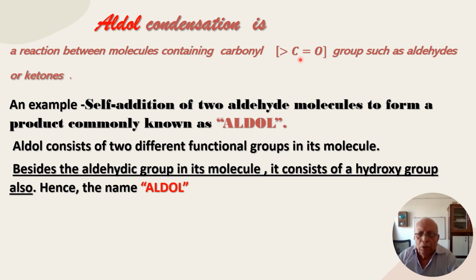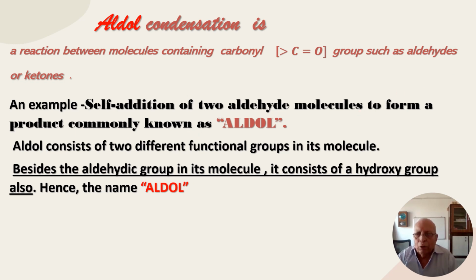Carbonyl group is C=O, represented as over here, and this group is present in aldehydes and ketones. And this is a typical type of condensation occurring between aldehydes of similar structure or aldehydes and ketones together. And the basic condition for this is that there should be an alpha hydrogen atom present in the compound which suffers aldol condensation. And actually, it is a self-addition of aldehyde molecules to form a product known as aldol.